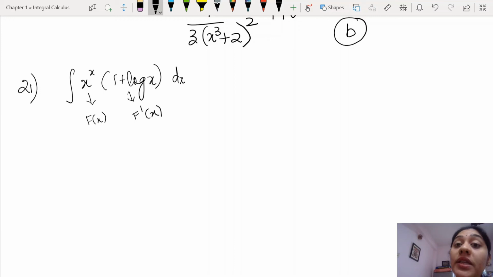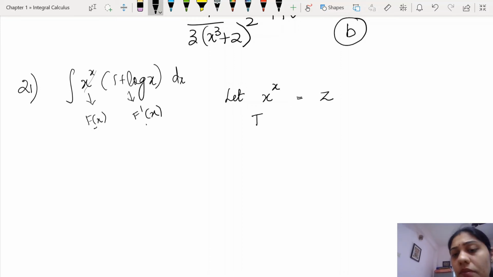Now, what do you do in these kind of questions? Here, always look at this x power x. Do you remember logarithmic differentiation? We do logarithmic differentiation whenever you have a variable power another variable. So this will be my f of x and this function will be my f dash of x. How? Just look at this. Let x power x equal to z.